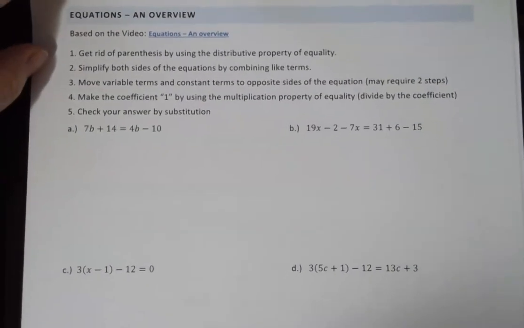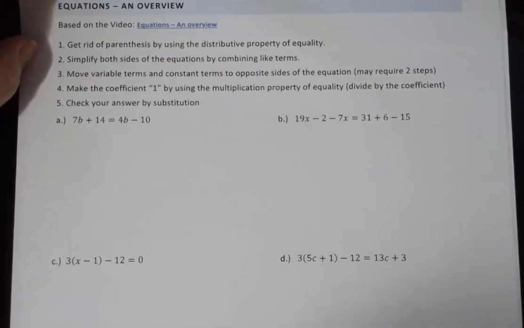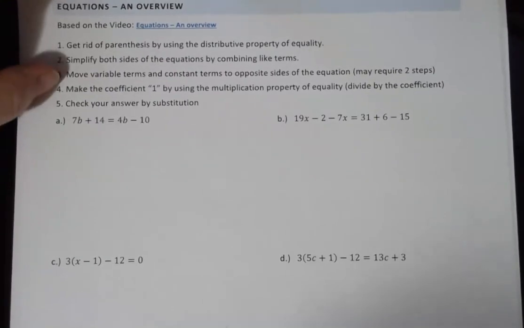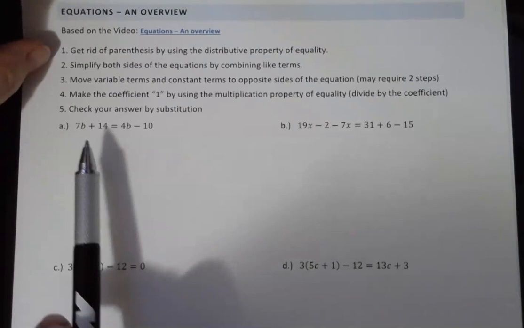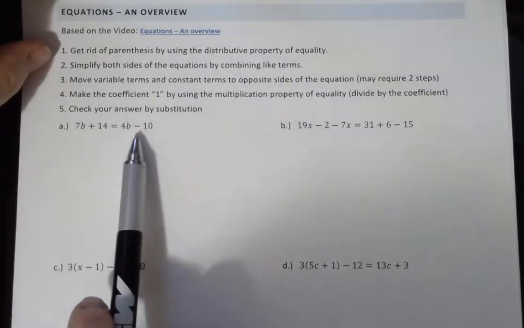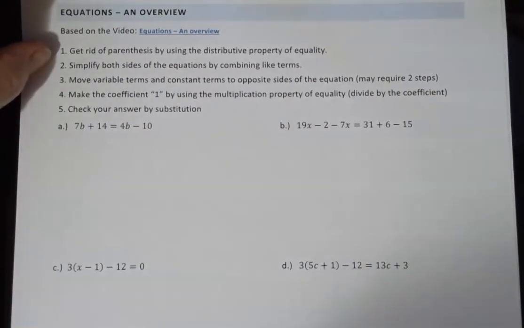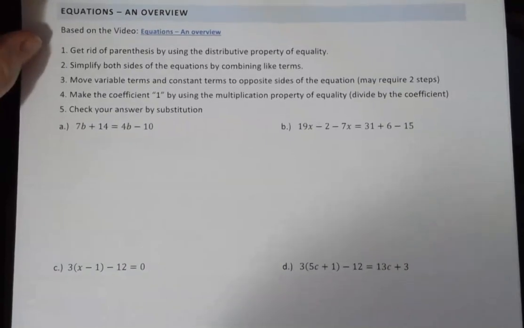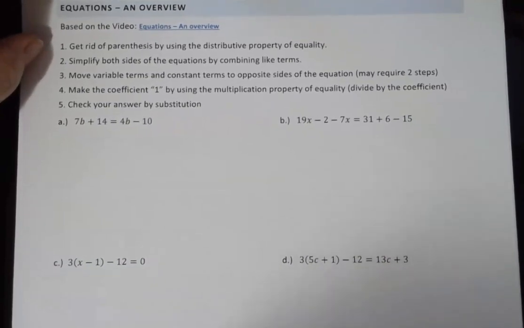The second step says to simplify both sides of the equations by combining like terms. Again, you don't always have to do that. You can see that there are no like terms on the left or the right here. We're not going to have to simplify anything in that equation before we get started. Remember, like terms have the same variable to the same power.